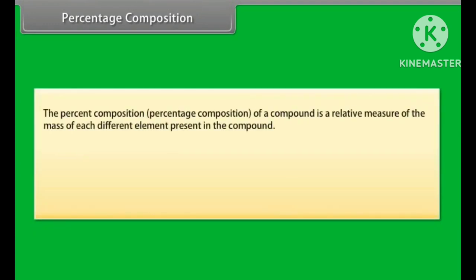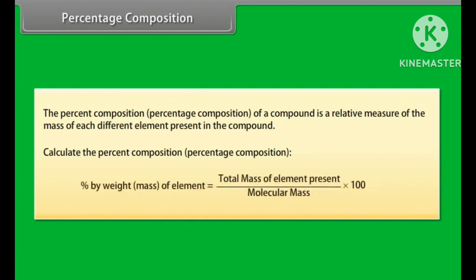Percentage composition. The percent composition of a compound is a relative measure of the mass of each different element present in the compound. Calculate the percentage composition by weight: mass percent of element is equal to total mass of element present divided by molecular mass, into 100.